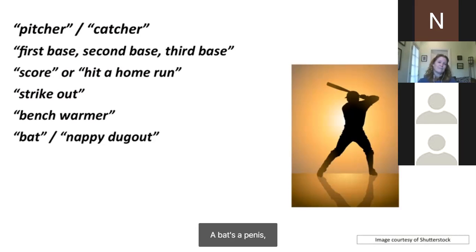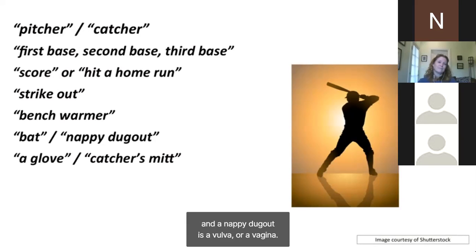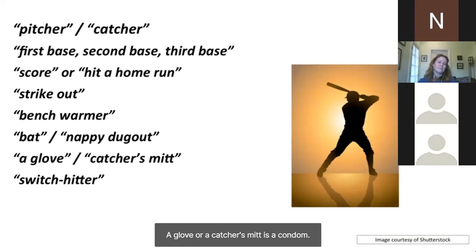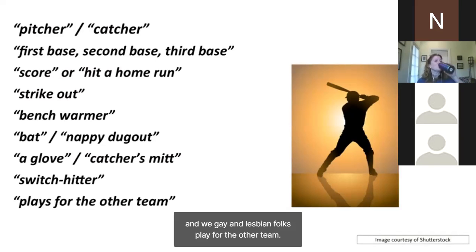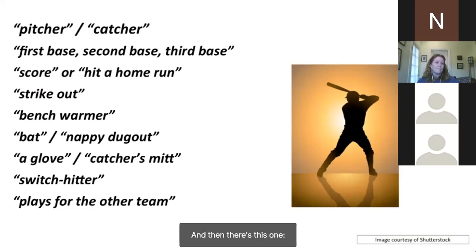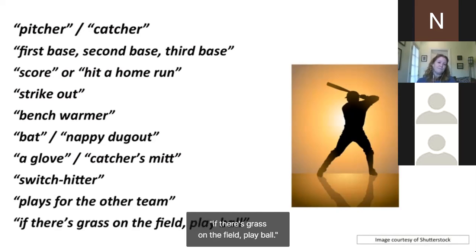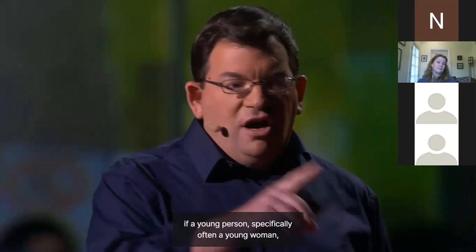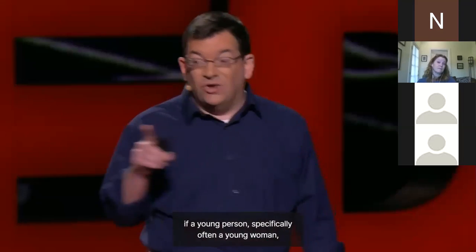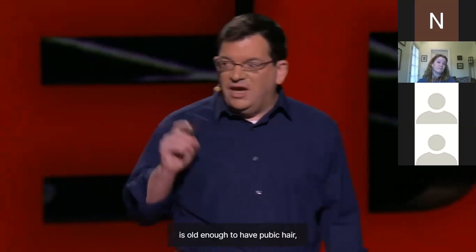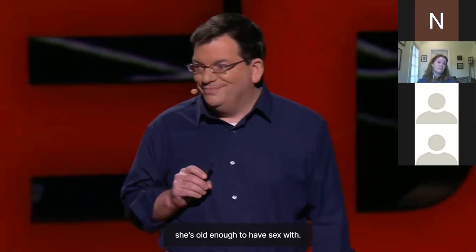A bat's a penis, and a nappy dugout is a vulva or a vagina. A glove or a catcher's mitt is a condom. A switch hitter is a bisexual person, and we gay and lesbian folks play for the other team. And then there's this one. If there's grass on the field, play ball. And that usually refers to if a young person, specifically often a young woman, is old enough to have pubic hair, she's old enough to have sex with.